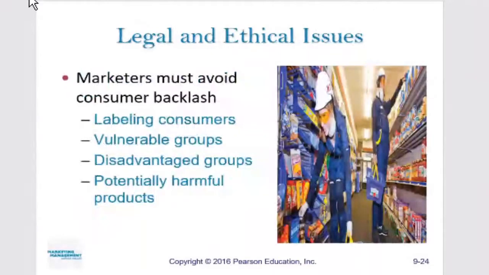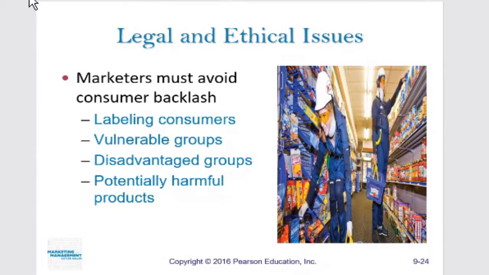Now, that happens to be the key content, and we will be moving to the last slide for this session, called the legal and ethical issues. So, marketers must avoid customer backlash. That is, you should not label customers. You should be looking at the vulnerable groups, the disadvantaged or challenged groups, or the potentially harmful products that are there in the market. You have to look into that specific segment as well, because that is about making the ethical choice.